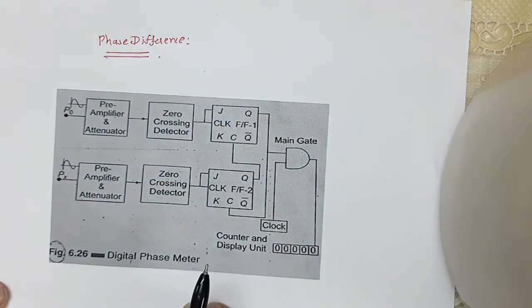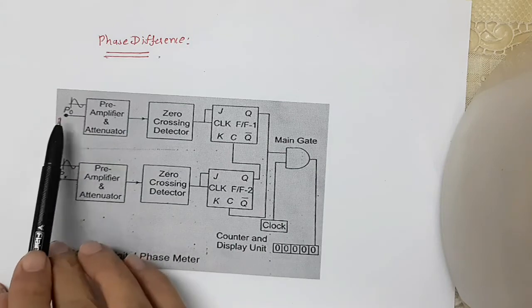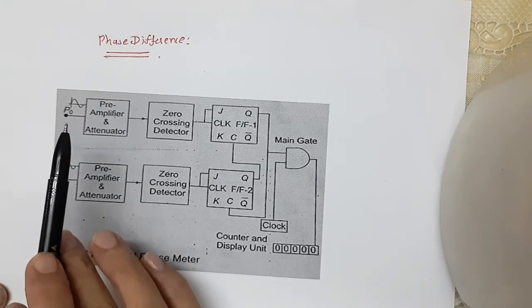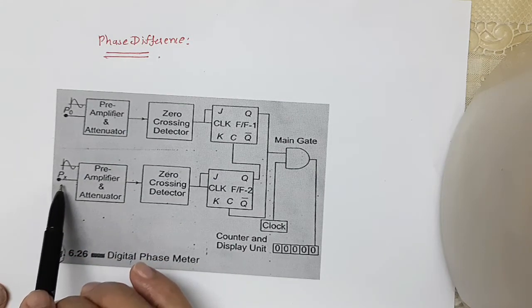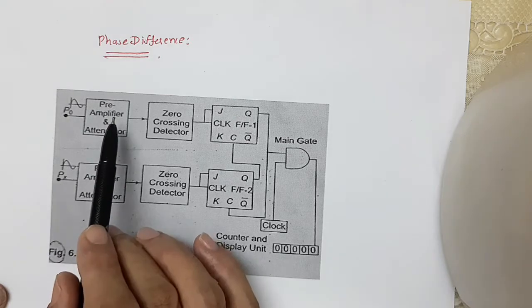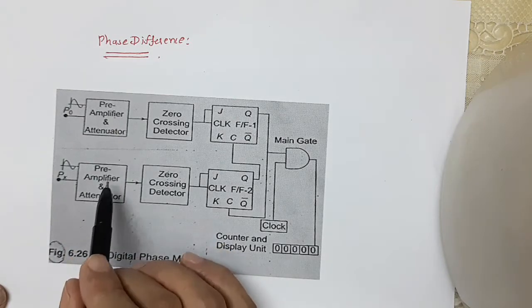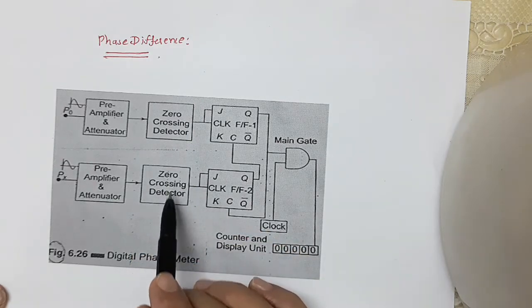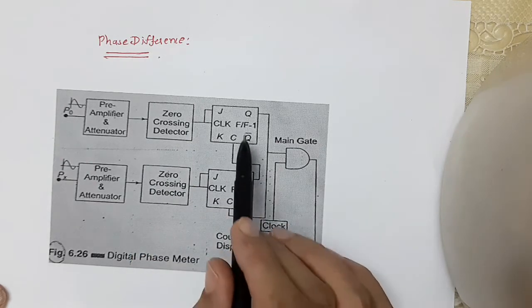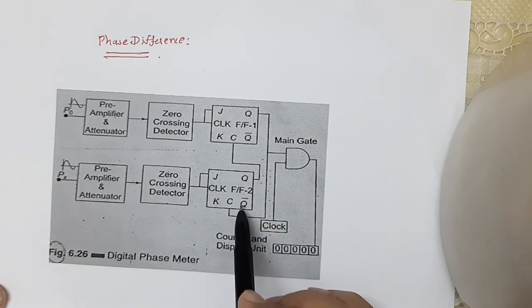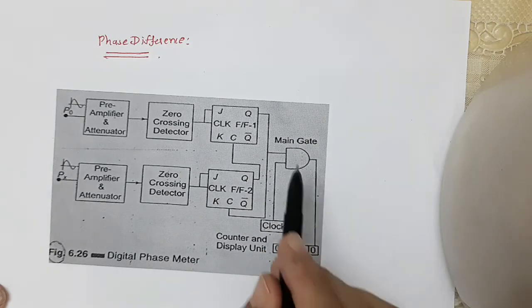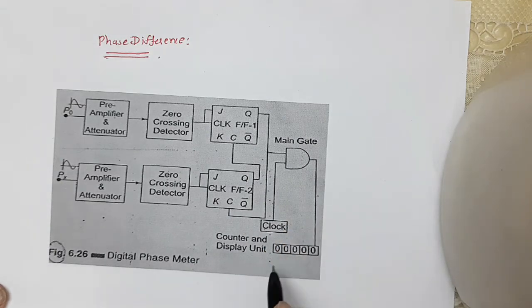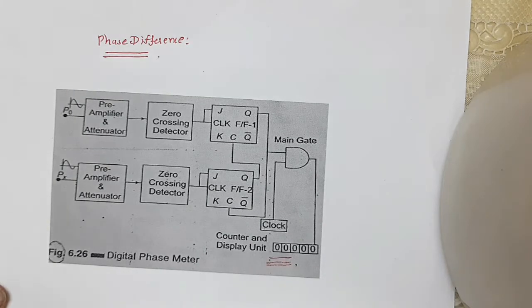Measurement of phase difference. This is our first signal P0. This is our second signal PX. First preamplifier and attenuator, second preamplifier and attenuator, zero crossing detector, two flip-flops, flip-flop 1, flip-flop 2, and this is our main gate, and the output there is a display unit. Simple circuit, very simple circuit.